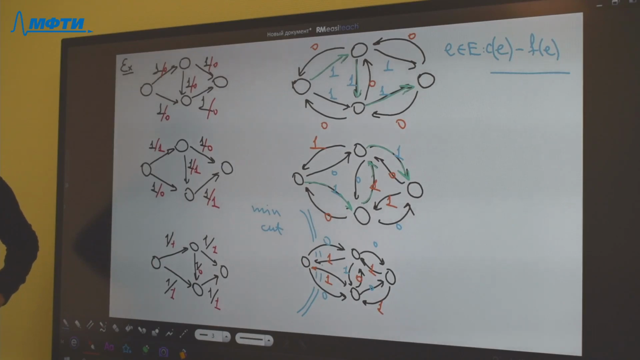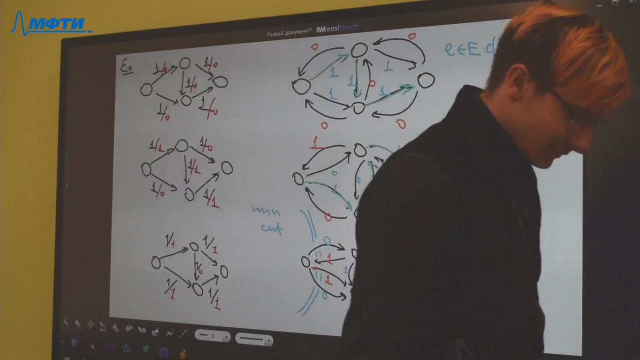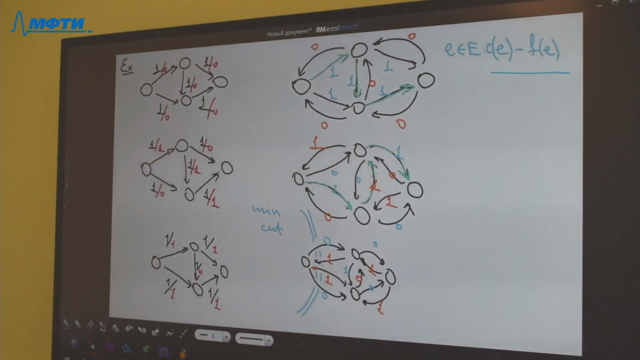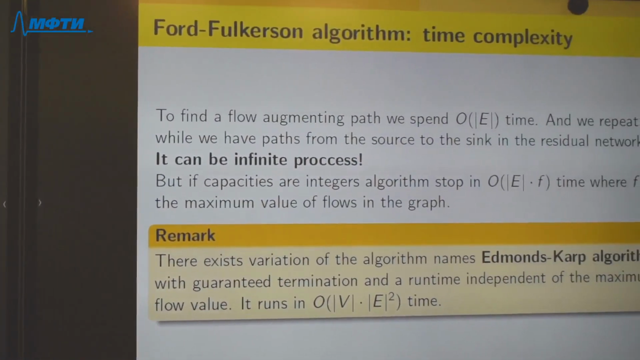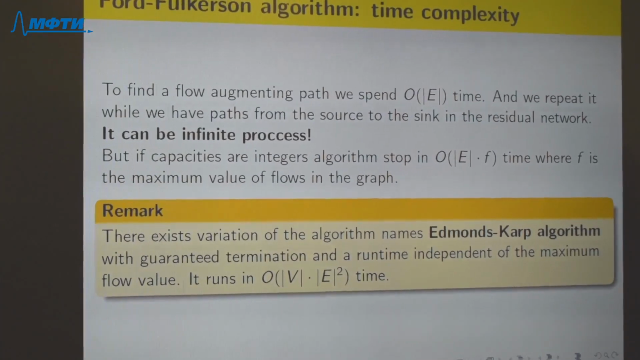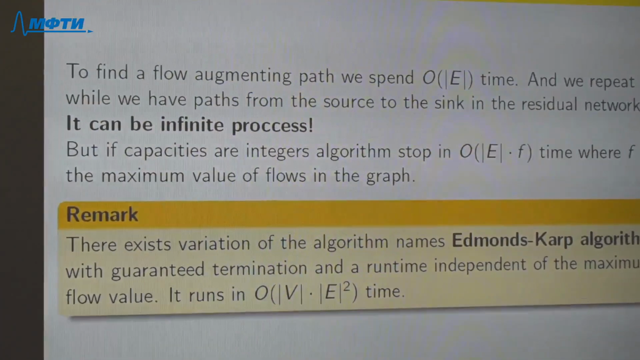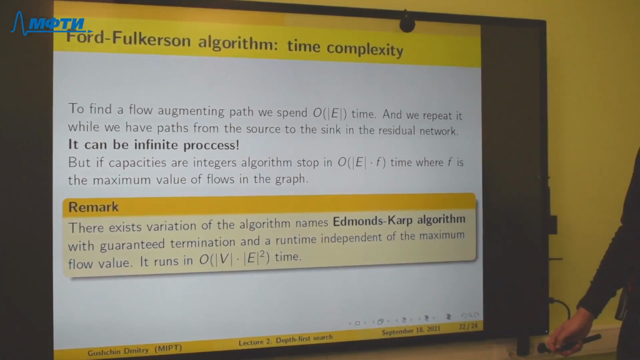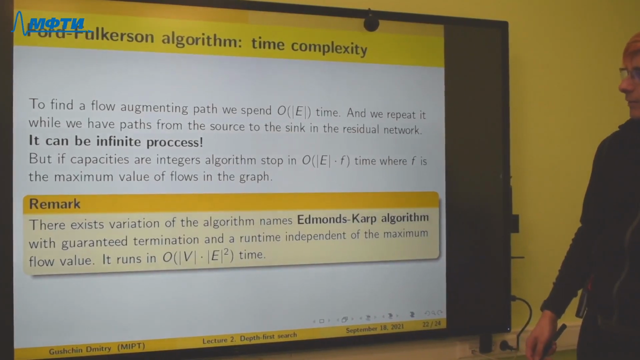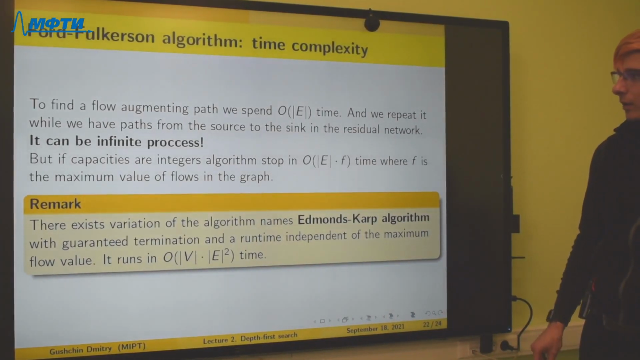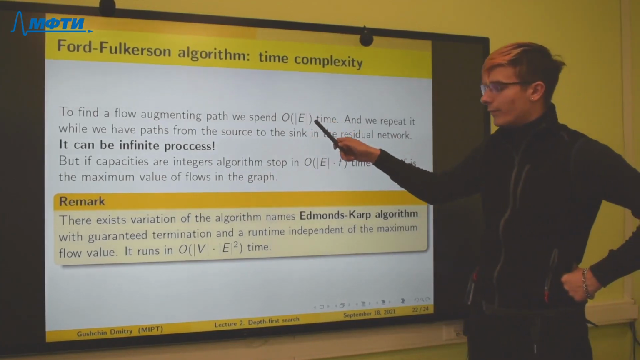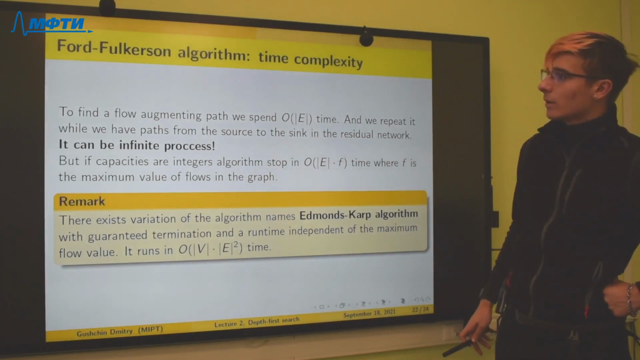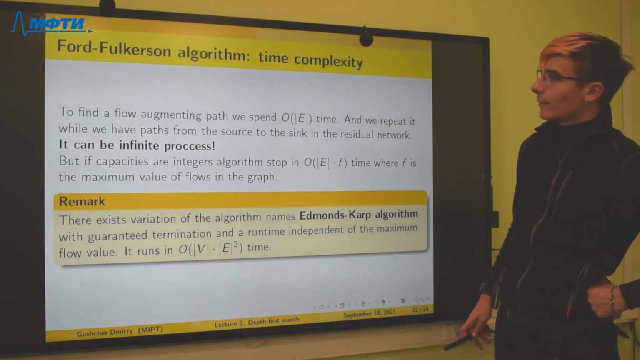Okay, but there are 2 problems with this algorithm. Go to the slides and talk about time complexity. Of course, we can use DFS or BFS that we researched earlier to find an augmenting path. And we spend only O of the number of edges time to find the path from the source to the sink.